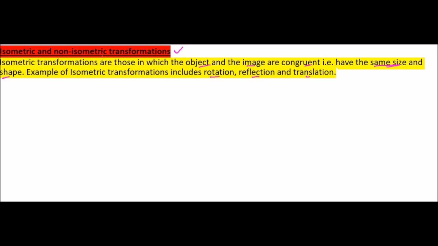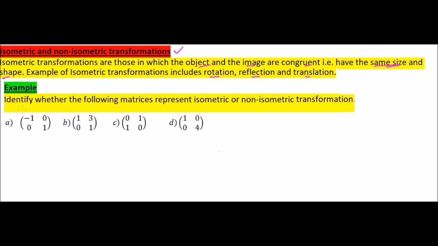So let us have a look at a few examples of this kind of situation. This is our example. We are supposed to identify whether the following matrices represent isometric or non-isometric transformation. If you understood the lesson on unit square, you know that when you multiply this matrix with a unit square, it remains the same, because the unit square matrix represents an identity. So if we make a sketch here, we can actually identify that.